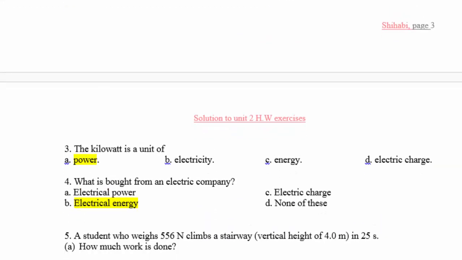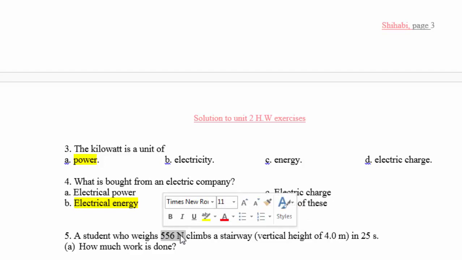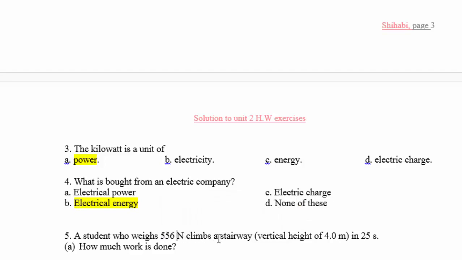Now let's look at question number 5, which is similar to question number 1 in the discussion exercises. You are given the weight of the student in Newton. So here you don't need to do any conversion. We are already given the weight in Newton. And we are given the height of the stairs. And we are given the time taken for this student to climb up the stairway. And we are asked to find the work and then the power. So to find the work, we have to multiply the force by the distance. And here the force has to be equal to the weight.